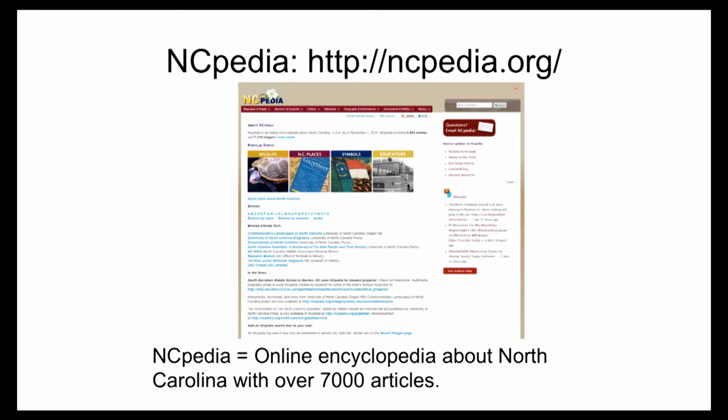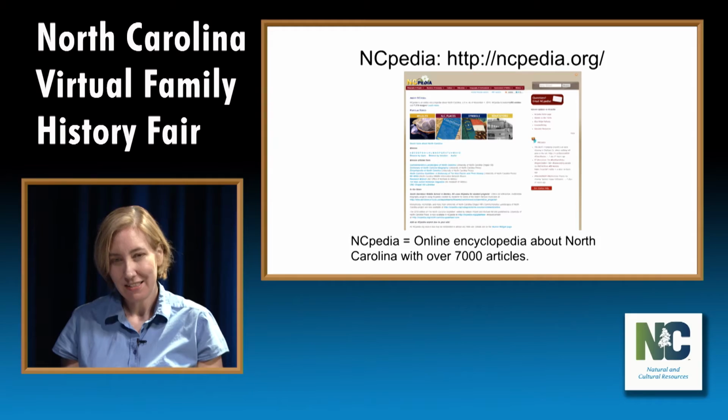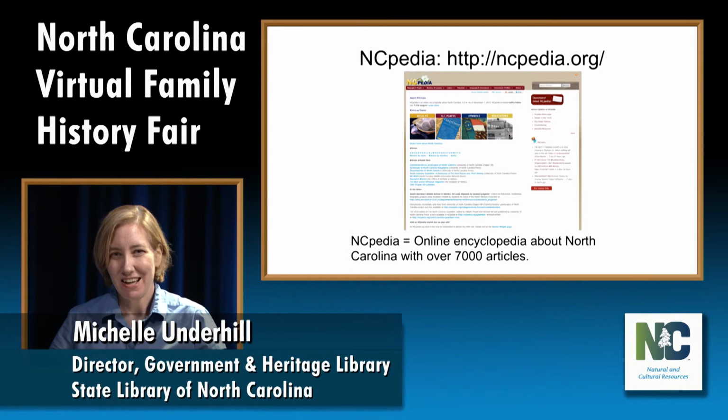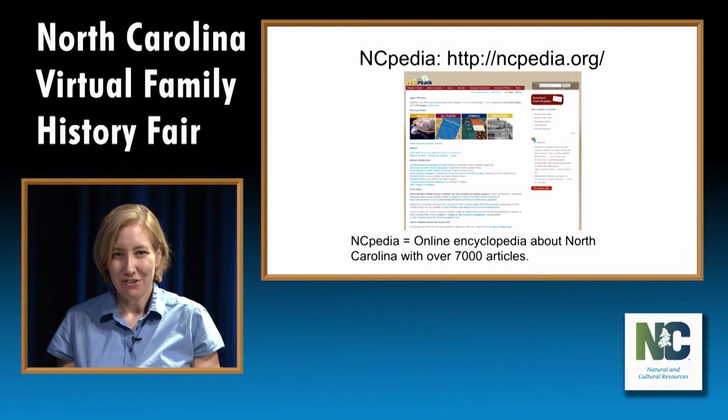So another tool that you may find useful is NCpedia. NCpedia is our online encyclopedia about North Carolina, and it is actually a collaborative project. Through a licensing agreement with UNC Press, we have added the 6-volume Dictionary of North Carolina Biography, the Encyclopedia of North Carolina, and the North Carolina Gazetteer. And that expansion was funded through a Library Services and Technology Act grant through the Institute of Museum and Library Services. But we also have lots of articles from the Museum of History and some other content providers as well.